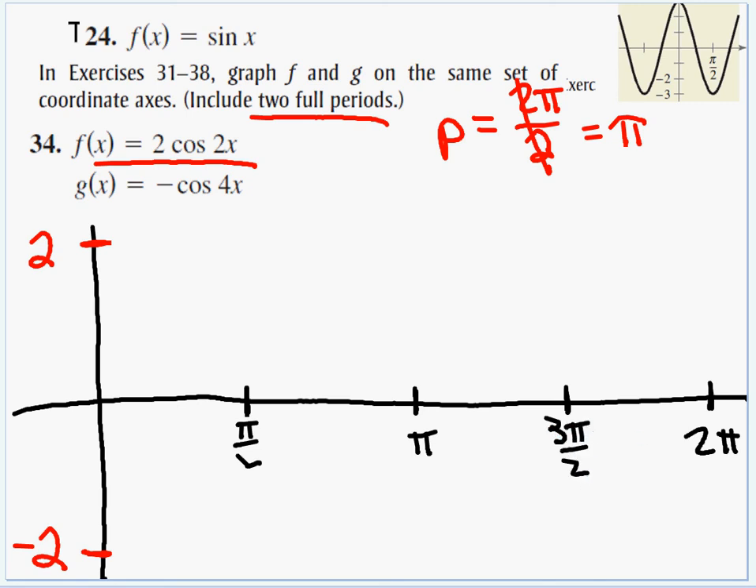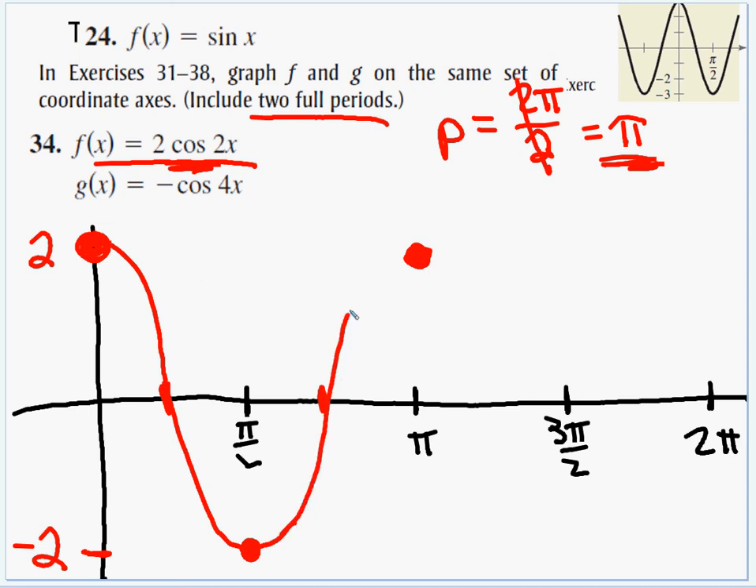All right, back to red ink, and we want to do 2 full cycles of this. Remember, the period is pi. Positive cos is going to begin at a peak. 1 pi later, we're ending at another peak. That means we're going to have a valley here at a half pi all the way down here. And we'll cross at 1/4 and 3/4 pi. So here's our first cycle. There we go.